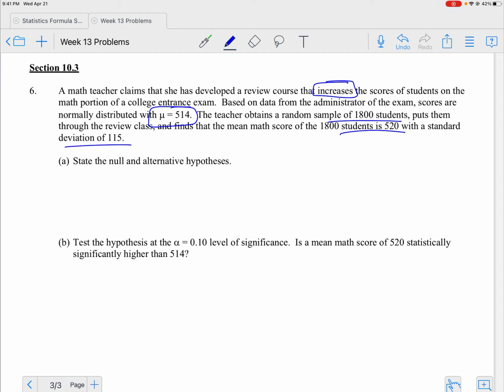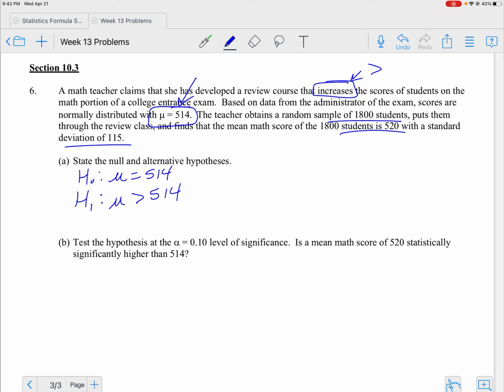All right, let's state our null and alternative hypothesis. Remember, every time we go back to that null hypothesis, it is the original data. Therefore, my alternative hypothesis is also based on original data. Because this says increases, then I'm saying I'm going to increase my score that was currently set up at 514 from the administrator of the exam.